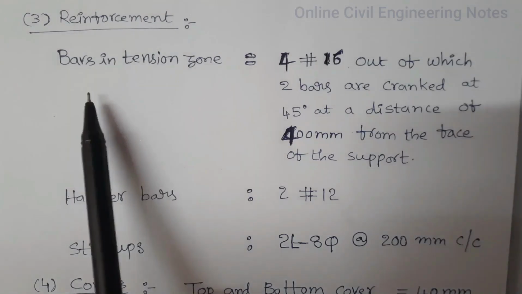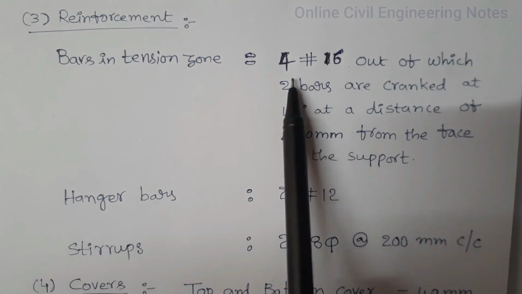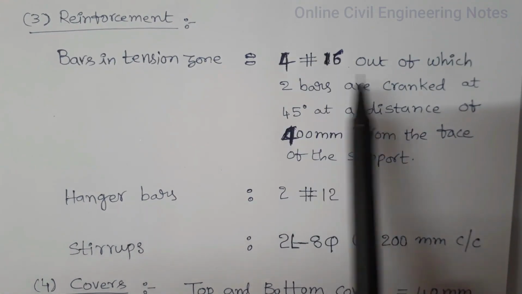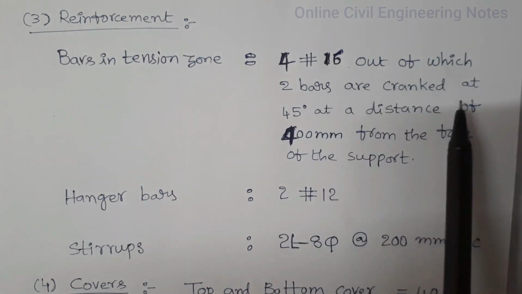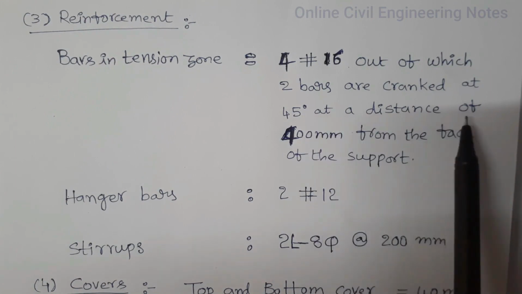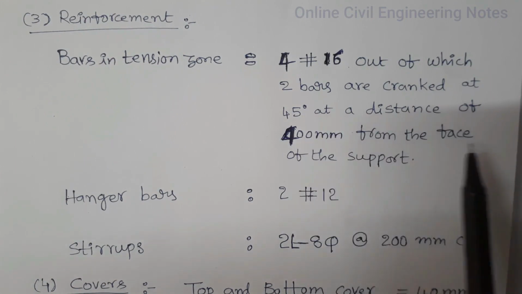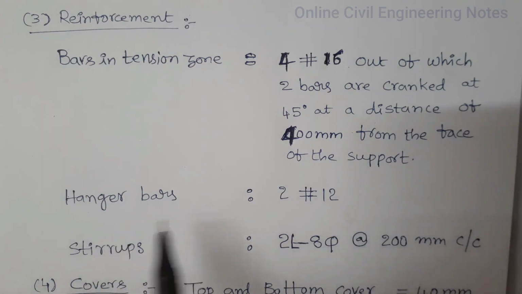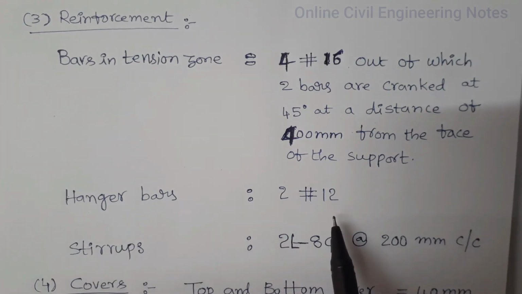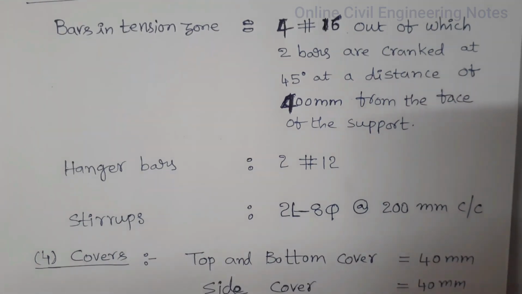And reinforcement bar in tension zone 4 bars of 16 mm diameter, out of which 2 bars are cranked at 45 degrees at a distance of 400 mm from the face of the support. Hanger bars 2 numbers 12 mm diameter. Stirrups 2 legged stirrups 8 mm dia at 200 mm center to center. Covers, top and bottom covers are 40 mm and side cover is also 40 mm.